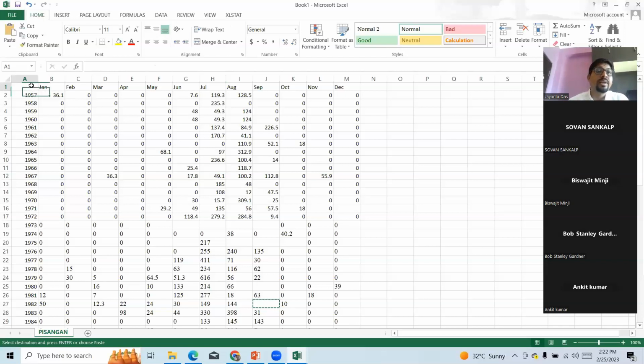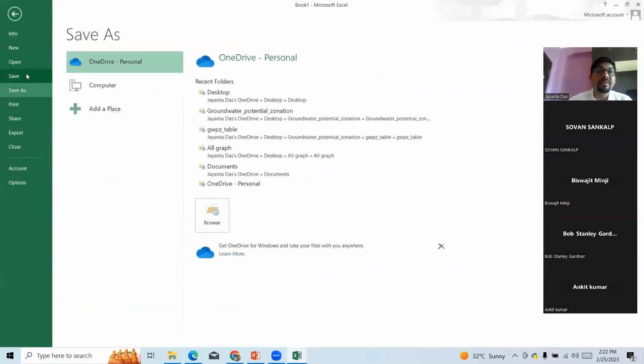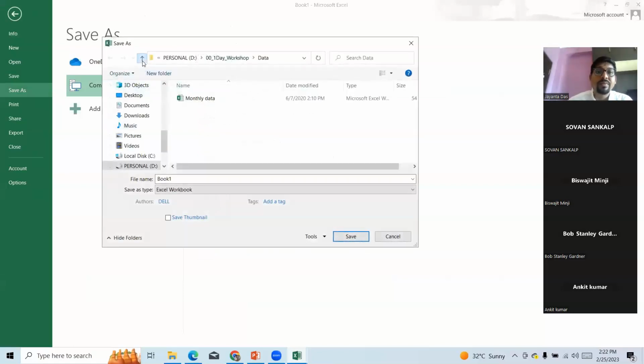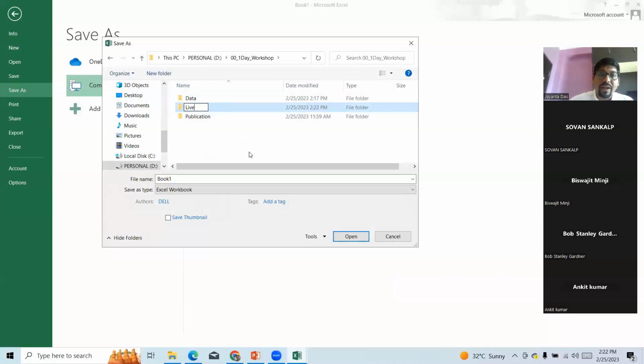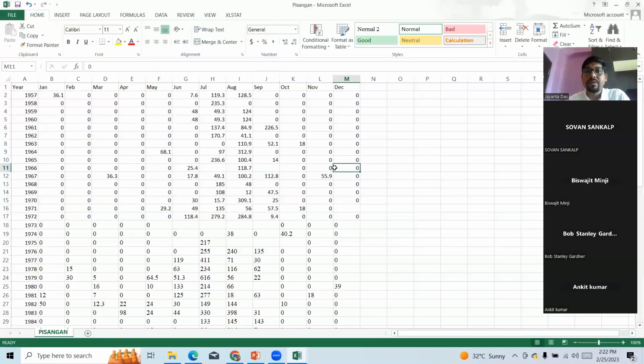Now we have to save it. It's year, right? It's year. Just save it as an Excel file or CSV file. It does not matter. Computer, data section. So live practice. You can ask me any question if you face any difficulties. Pishangan. Save it. You can also use ClimDex software.